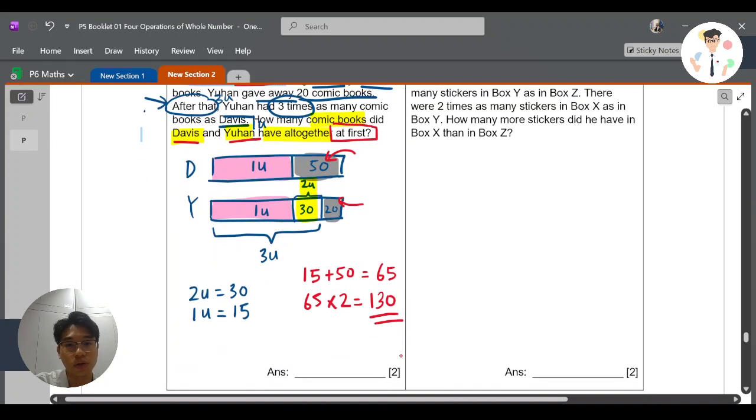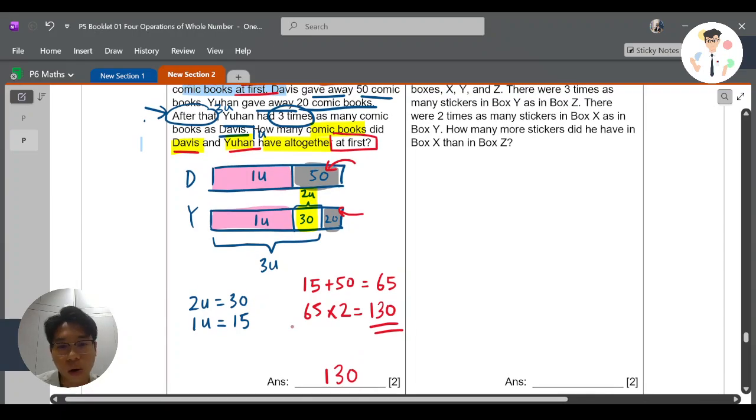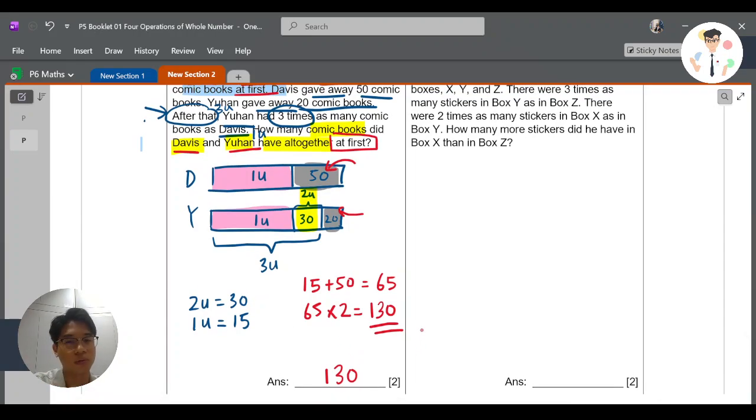Don't forget, you always need to come down and put it here, 130. Teacher, do I need to put comic books? Don't need, it's fine. Just put 130. If you want to put it, that is fine as well. Okay? You got an idea? And I think it's not difficult.